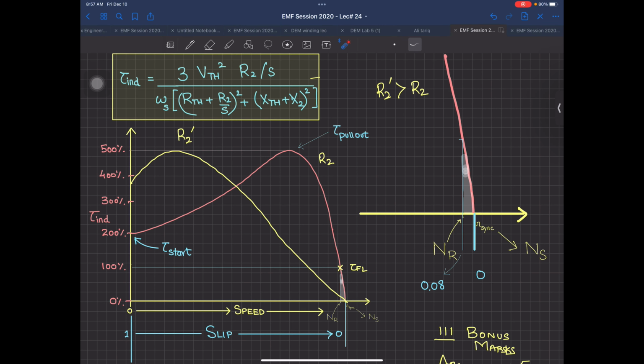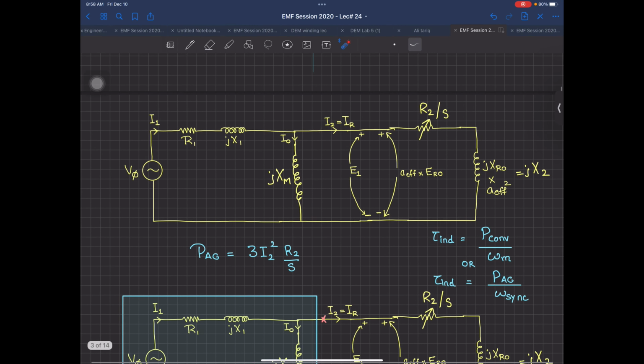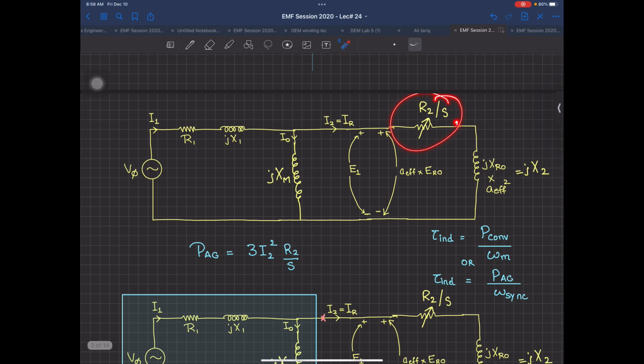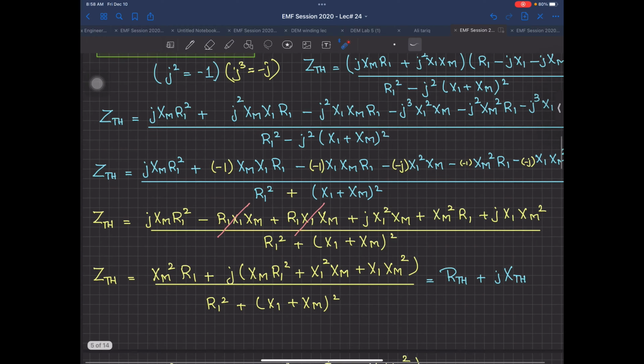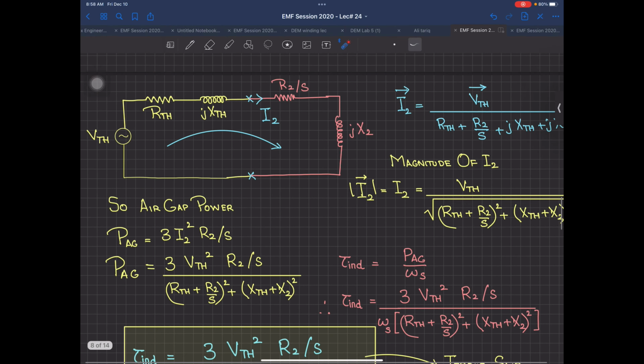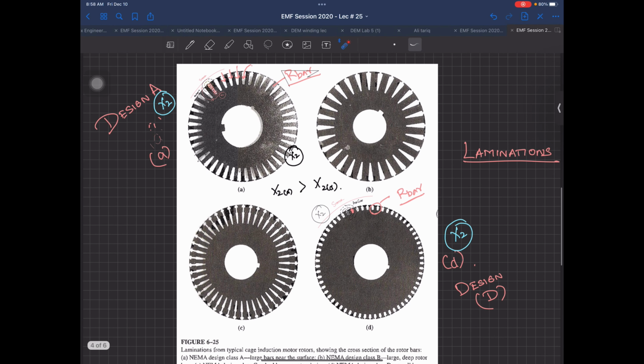And coming back to your equivalent circuit, if R2 by S is smaller and X2 is also smaller, your I2 current is actually increasing. And when this is increasing, I2 square R2 by S multiplied by 3, this term is the important thing, because this air gap power is being converted into torque. Now these are two design classes, class A and class D.